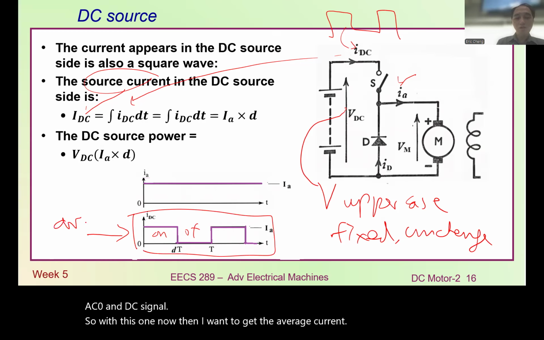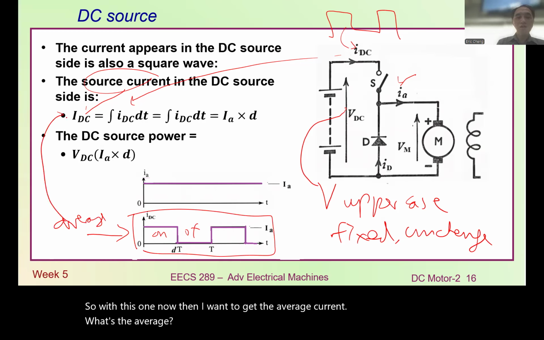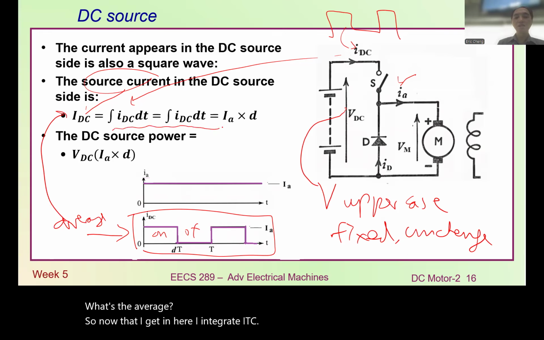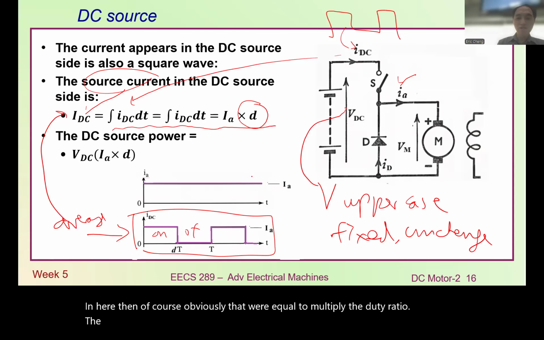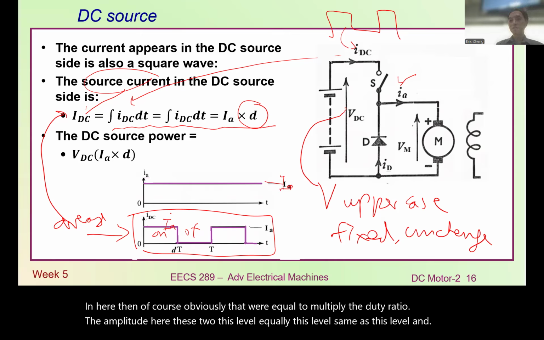What's the average? So now I get in here, I integrate IDC in here. Then of course, obviously, that will equal to multiply the duty rate ratio. The amplitude here, this level, same as this level, and anyway.